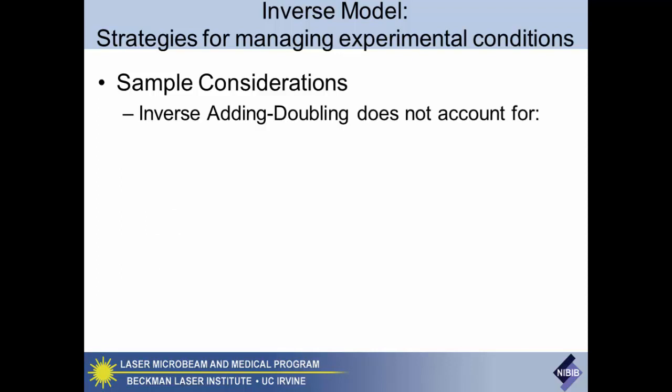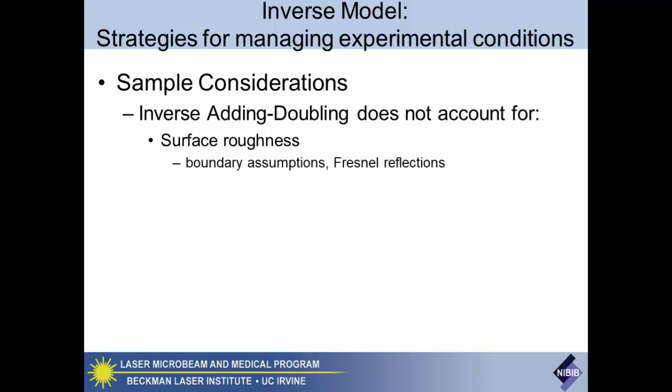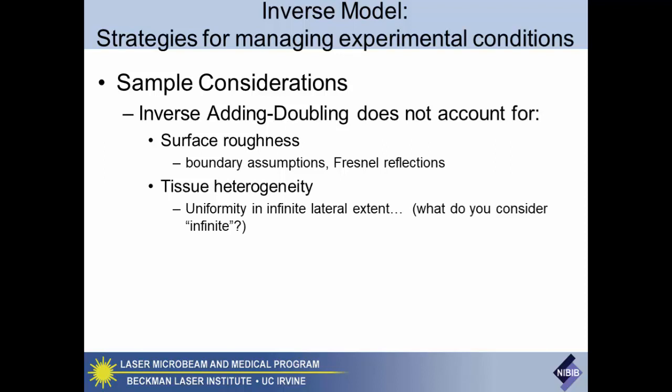So when you think about your tissue sample, other things that the inverse adding doubling code does not account for is surface roughness. We're talking about a one-dimensional assumption. So we assume that when light hits the tissue perpendicular, it's smooth, you won't get any specular surface reflectance off of it. That's just a part of the boundary conditions, and that is only described by Fresnel reflections. It doesn't account for tissue heterogeneity, so again, uniformity and lateral extent. The question becomes, how big do you have to be before you can safely assume it's infinite in lateral extent?